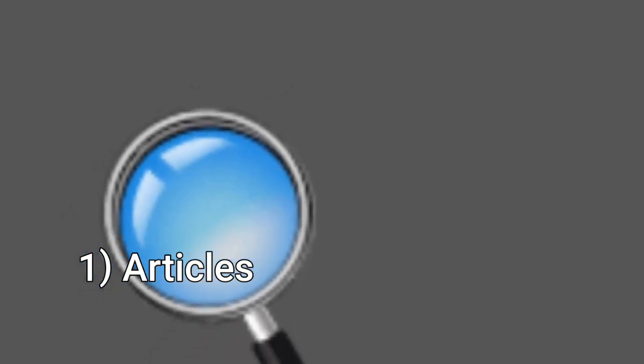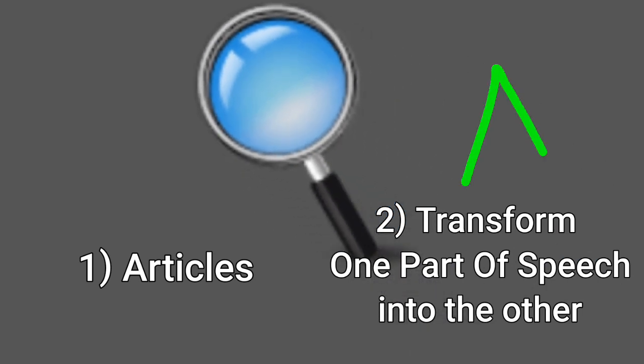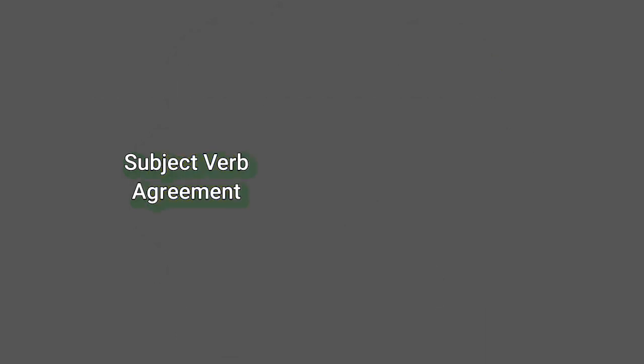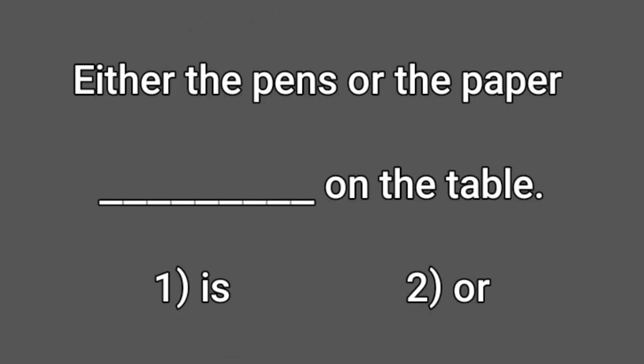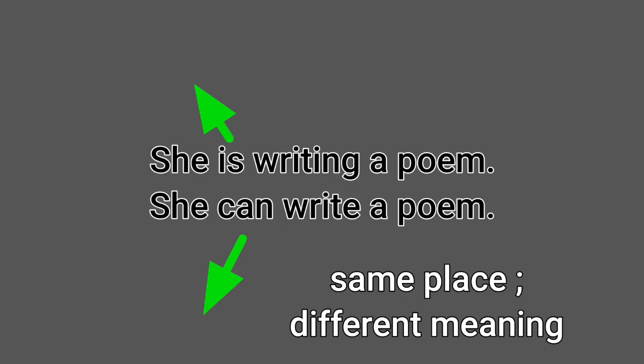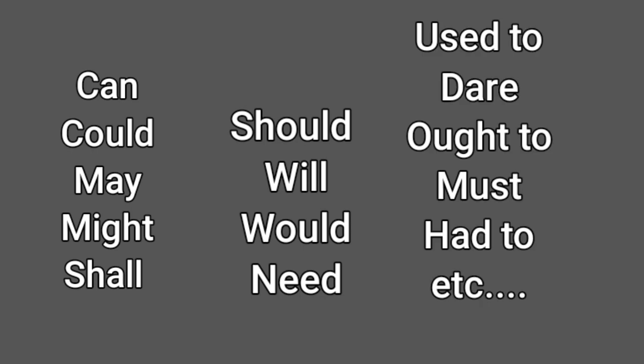Now, two sub-points of the fifth point. First, articles. Second, transform one part of speech into the other. Very, very important. Now, the sixth point, subject-verb agreement, which will make your confusion clear. Which subject goes with which verb? Seventh is modals. Modals serve the same purpose as verbs do, but in a different situation, in a different way. There are only a few modals and they are very easy to go through.